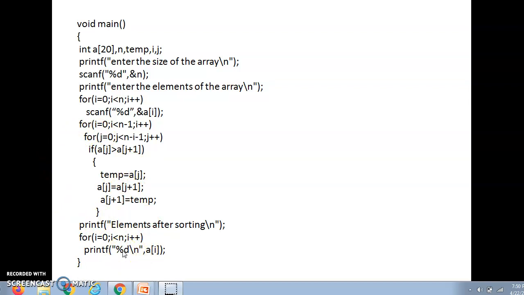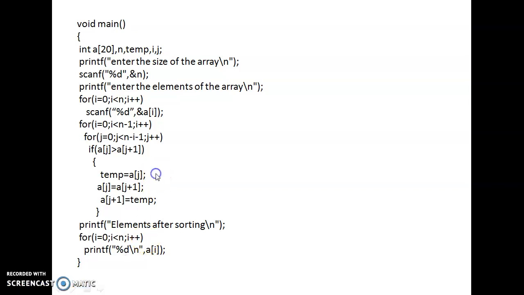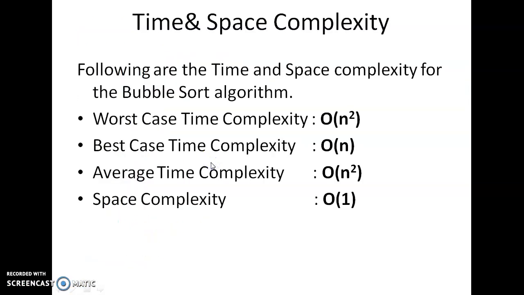And if you see the complexity of this particular bubble sort algorithm, it has a worst case time complexity of order of n square. It has a best case time complexity of order of n, the average time complexity is order of n square, and the space complexity is order of 1. These are the complexities of the bubble sort algorithm.